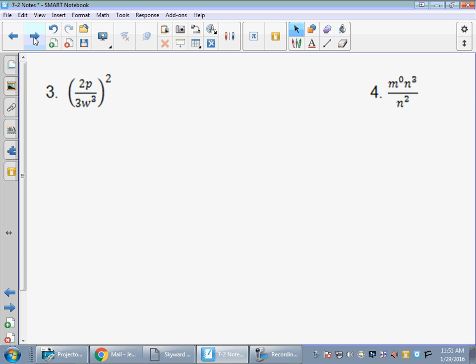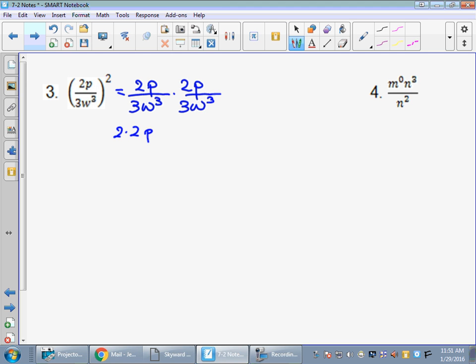All right. Number 3 here is a power of a quotient. So expansion, I'm going to write it twice. Since it's telling me to square that fraction, I'm going to write 2p over 3w to the 3rd times 2p over 3w to the 3rd. Another way to start that expansion is you've got to have 2 2's, right? 2 p's over 2 3's and 2 w cubes. That's another way of writing that expansion. And what I like about that way is you group the like things together.